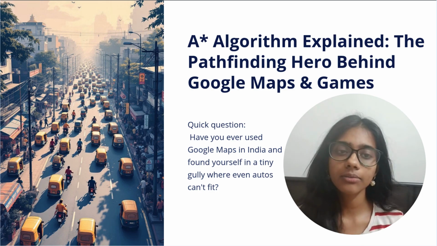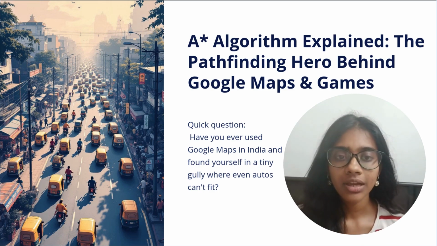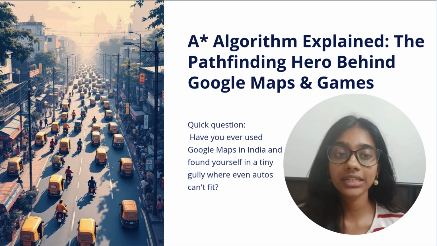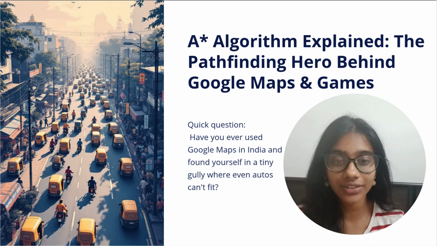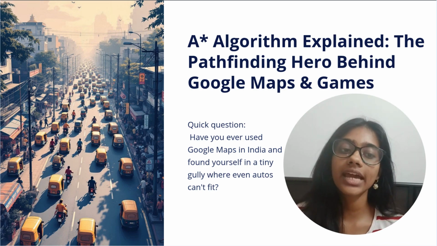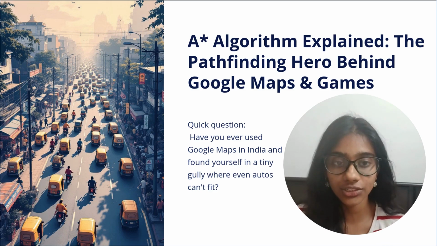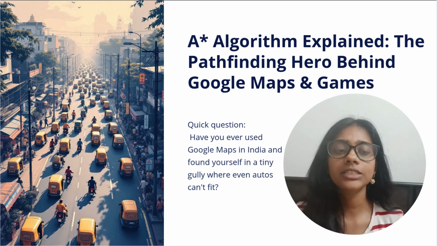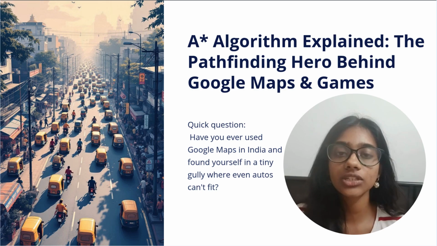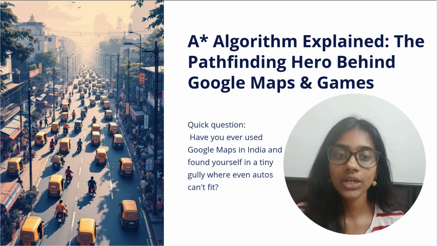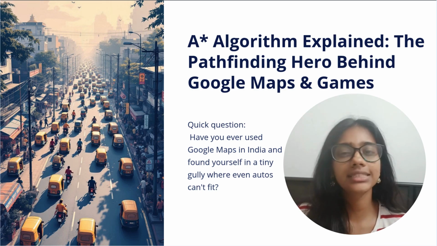I want to start by asking a quick question. Have you ever used Google Maps in India and found yourself in a tiny alley where even autos can't fit? Well, that's because it guarantees finding the shortest and fastest route to your destination no matter what. That's basically what the A star search algorithm is. Next, we're going to break it down in a way that's simple, practical, and actually worth remembering.